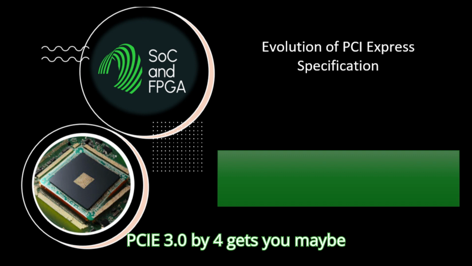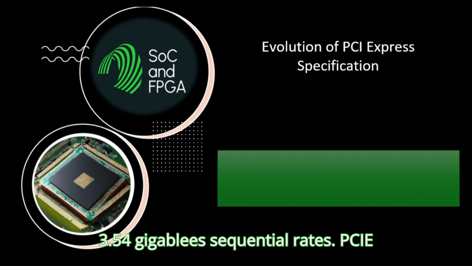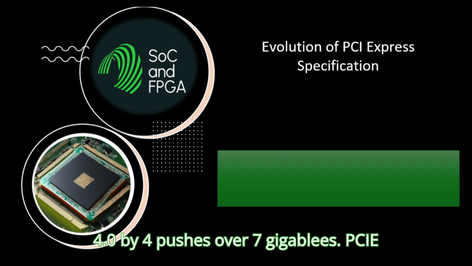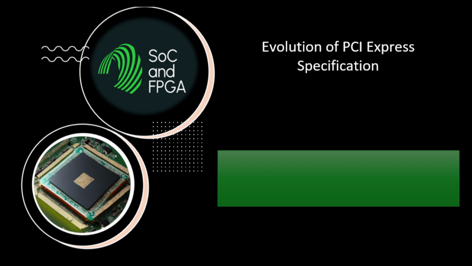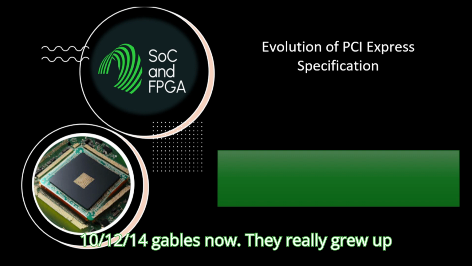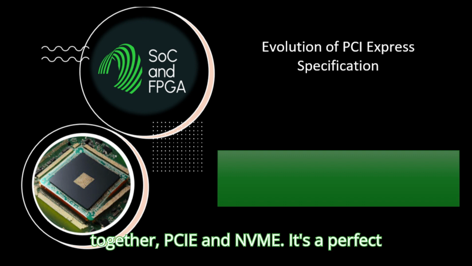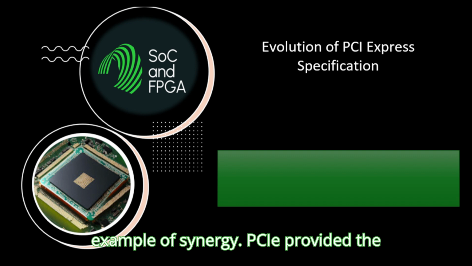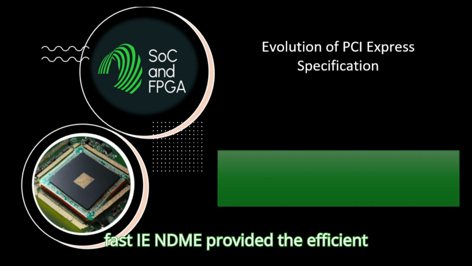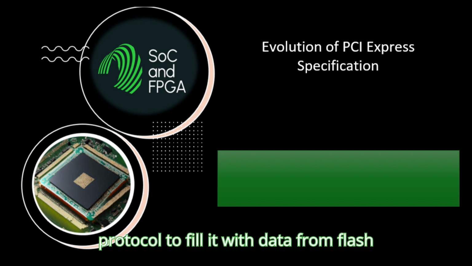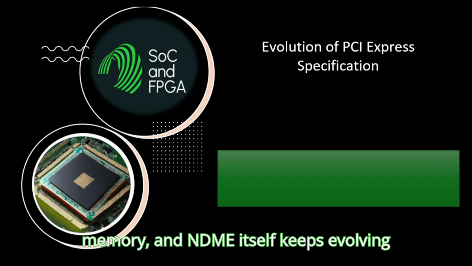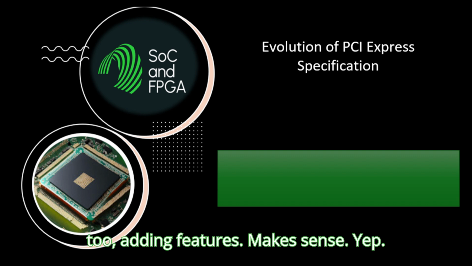PCIe 3.0 x4 gets you maybe 3.5 gigabytes per second sequential reads. PCIe 4.0 x4 pushes over 7 gigabytes per second. PCIe 5.0 x4 is doing 10, 12, 14 gigabytes per second now. They really grew up together, PCIe and NVMe. It's a perfect example of synergy. PCIe provided the fast pipe, NVMe provided the efficient protocol to fill it with data from flash memory, and NVMe itself keeps evolving too, adding features.